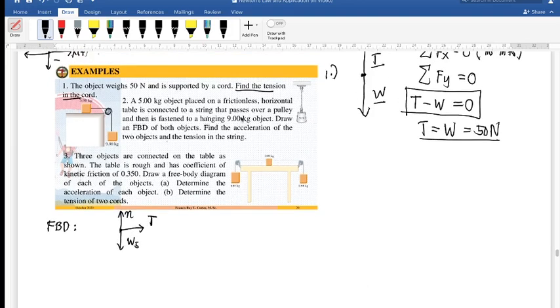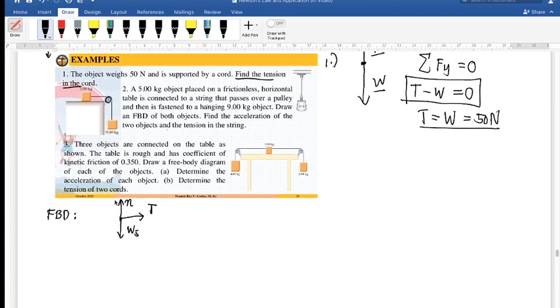Since it is frictionless, there are no other forces here. Yeah, so that is the free body diagram of your 5 kilogram. Okay, so the tension here, I remember that if the same rope is used, as you can see here, they have the same tension.